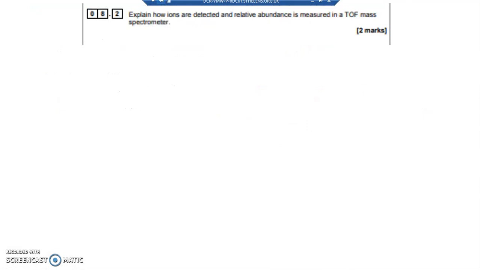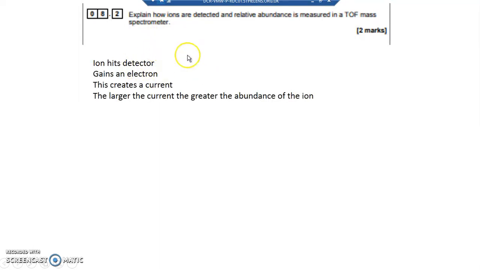Explain how ions are detected and how relative abundance, that means how common they are, is measured in a time of flight mass spectrometer. When the ions hit a detector plate, the plus ion accepts an electron. It turns back from a plus ion into an atom. So the ion hits the detector and gains an electron. That creates a current, and the larger the current, the greater the abundance of the ion, the more ions are hitting that plate.